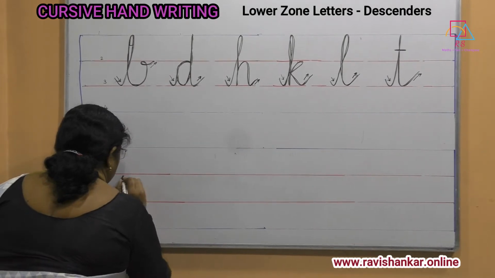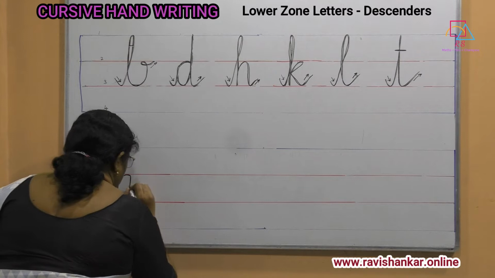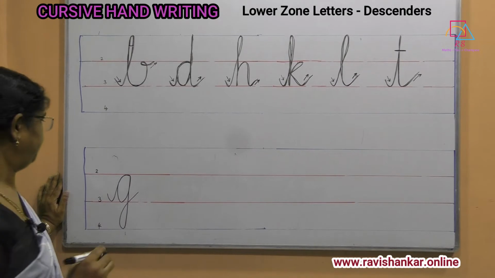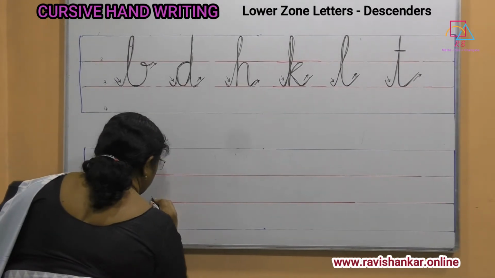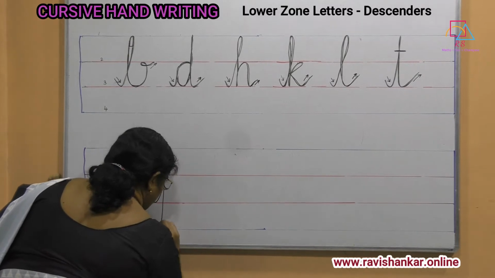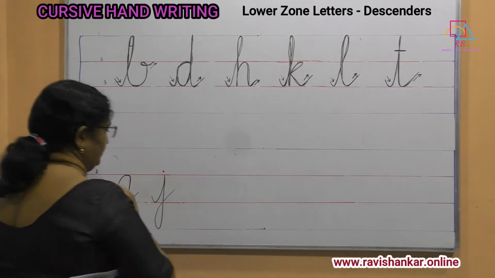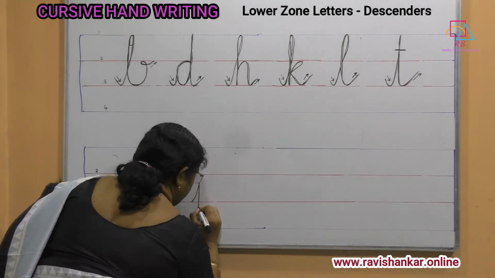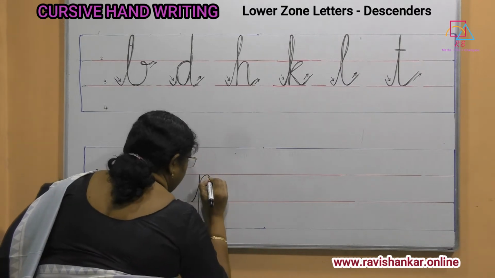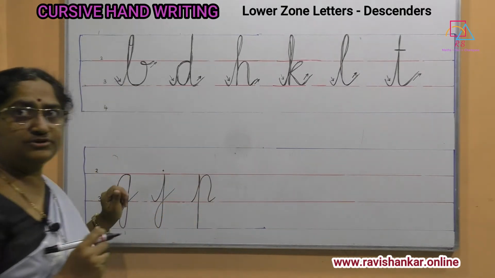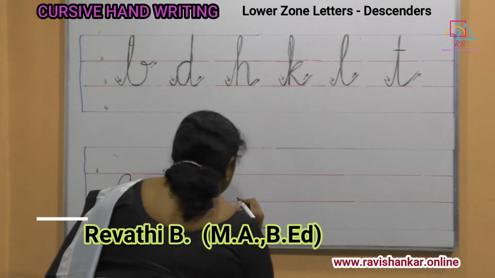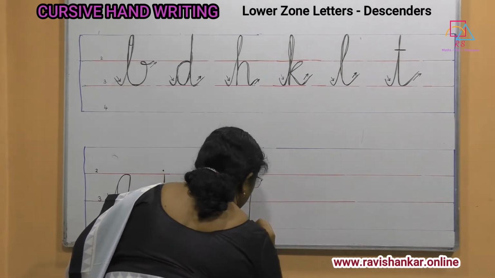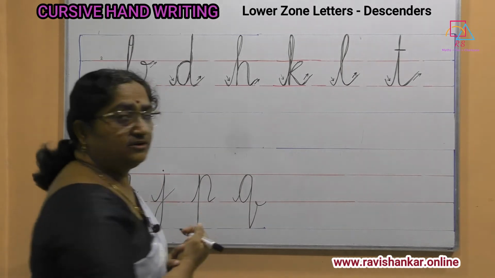The letter G is a lower zone letter. J is a lower zone letter. The letter P is a lower zone letter. Q is a lower zone letter.